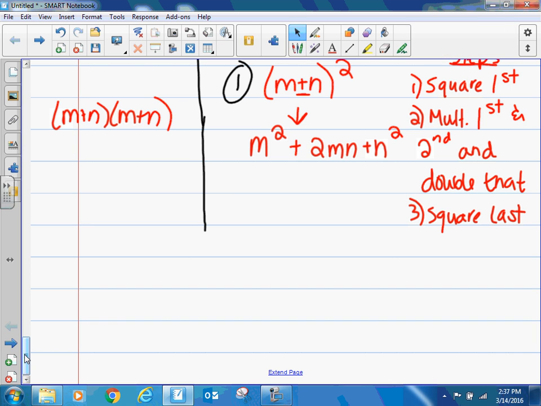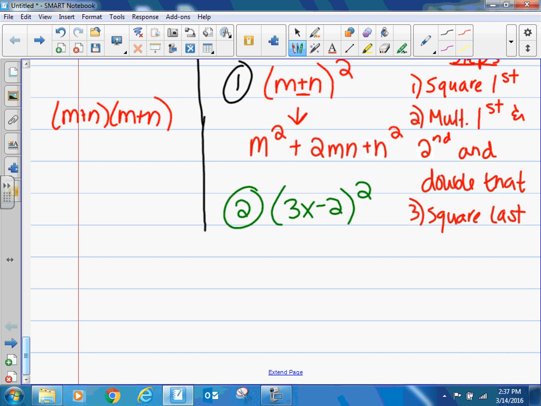All right, another example. Two more. 3x minus 2 squared. So first thing, I have to square my first term. 3x times 3x is 9x squared. I have to multiply the two of them together. So I have negative 2 times 3x, that's a negative 6x, and I have to double that, so it'd be negative 12x. And then negative 2 squared is 4. You notice that this negative comes in because when you multiply these two together, it's a negative.